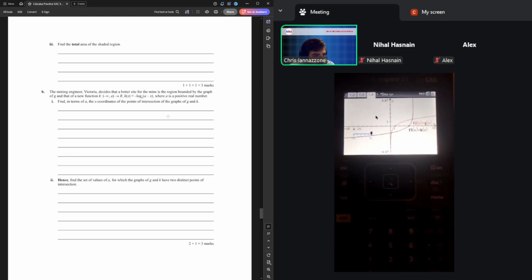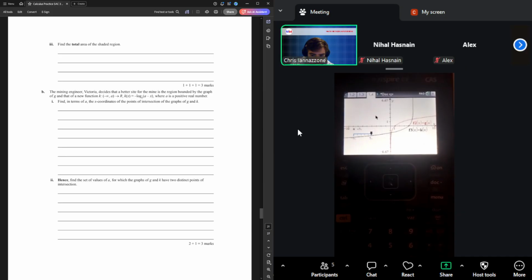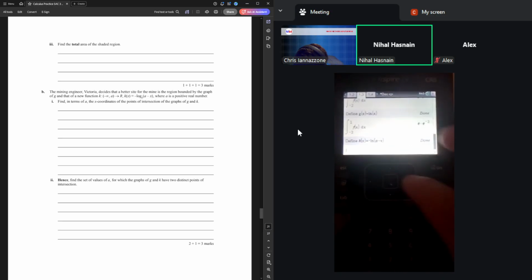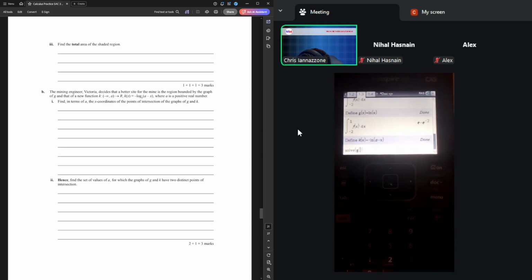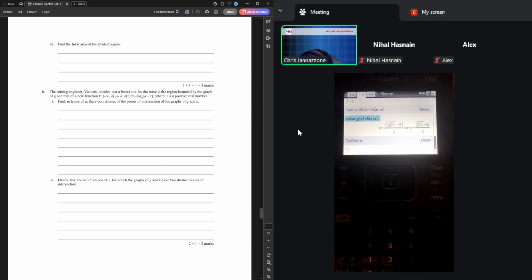How do we find intersections between any two graphs? Set them equal to each other. Set them equal to each other, absolutely. So if I simply go ahead and do g equals k for that particular value of a, I'm going to get a couple of solutions. Now, I want to have this generic for all a because it says find in terms of a. So what I'm going to do is kill the slider that I just created for a, delete the variable, and do the exact same thing again.